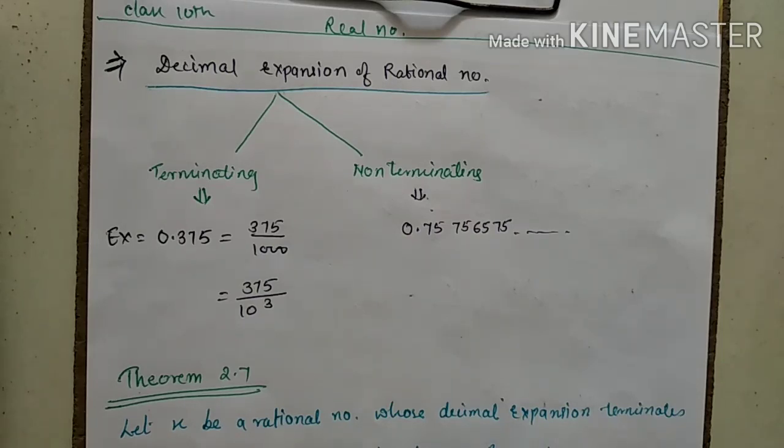Now come to the next topic, that is decimal expansion of rational numbers, and this is the last topic of this chapter. Then after that your chapter will be over. So just see here, decimal expansion of rational numbers.